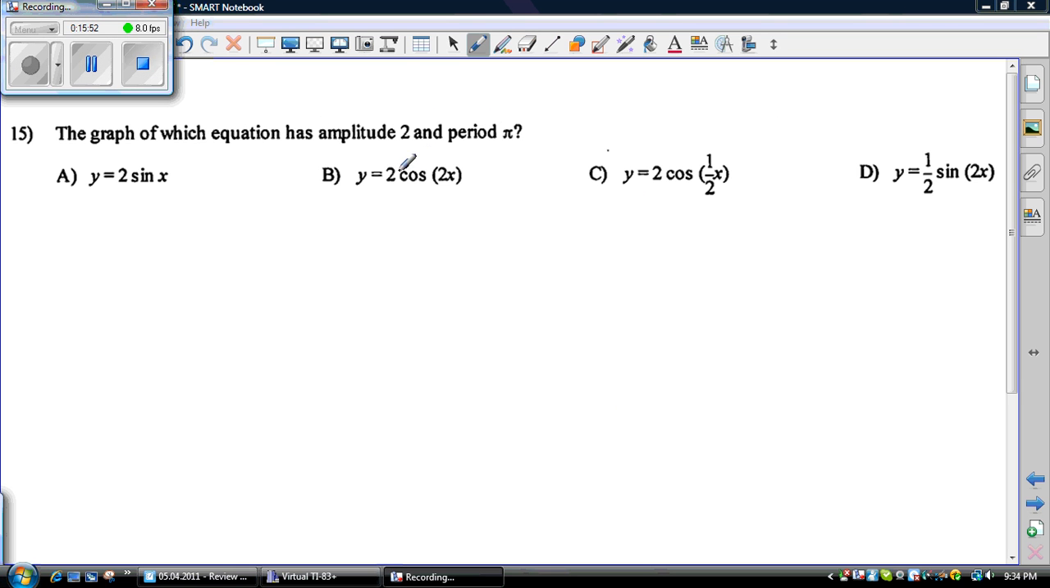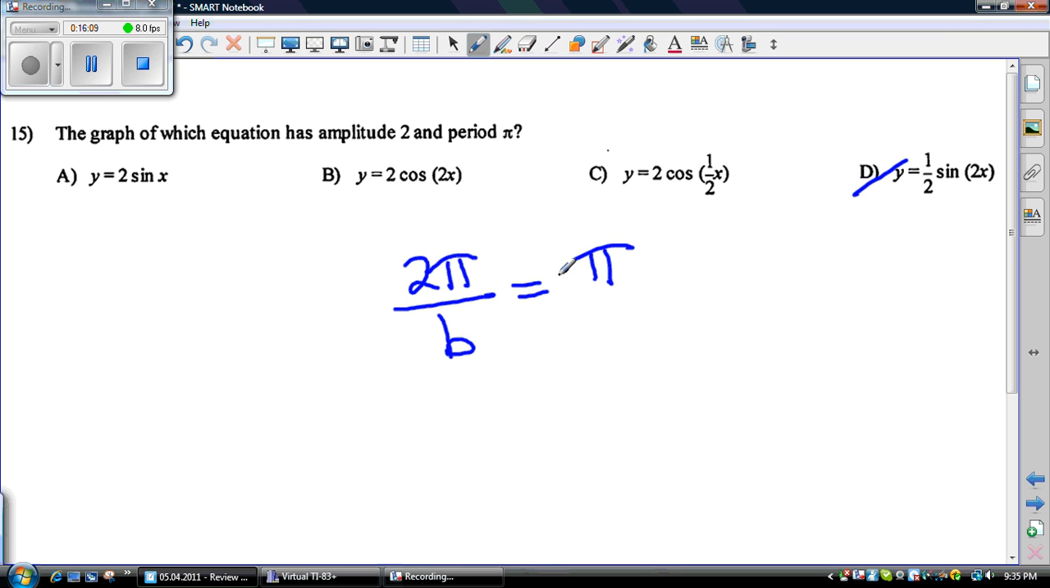Which graph has an amplitude of 2 and a period of pi? Well, you're out because you have an amplitude of a half. Period of pi, we're looking for the one for which 2 pi divided by b has to equal pi. So what does b have to be for these two equations to be equal to each other? B's got to be 2. You're out. You're out.